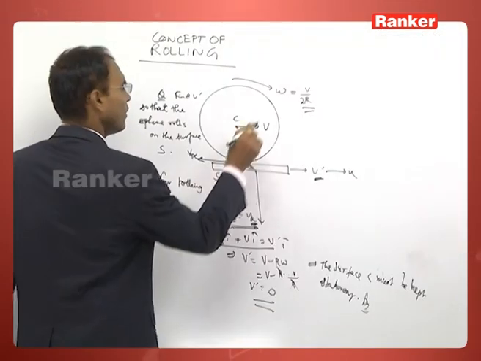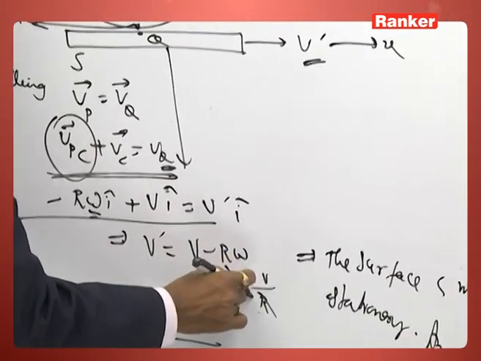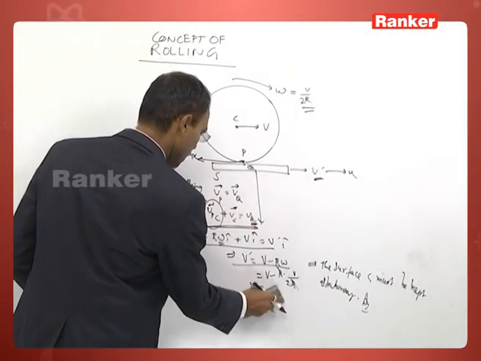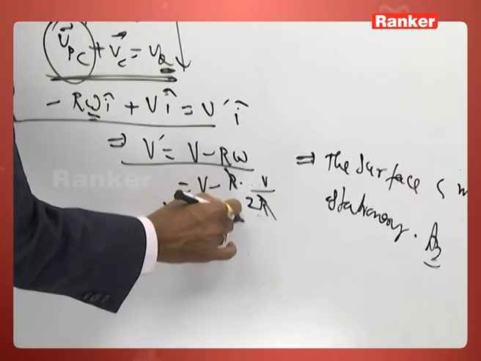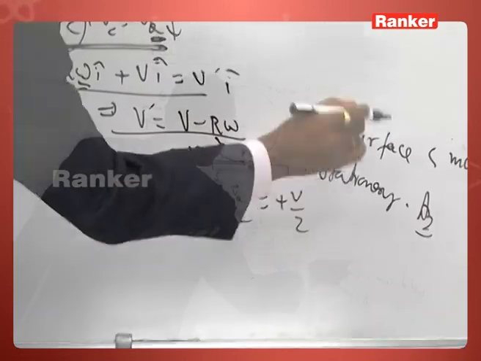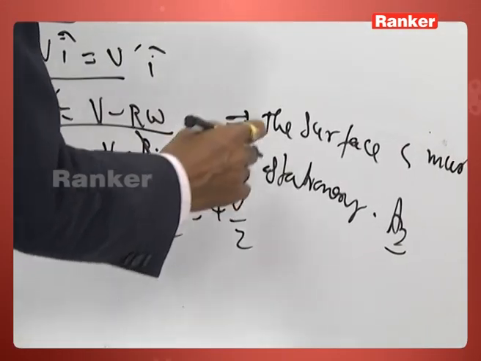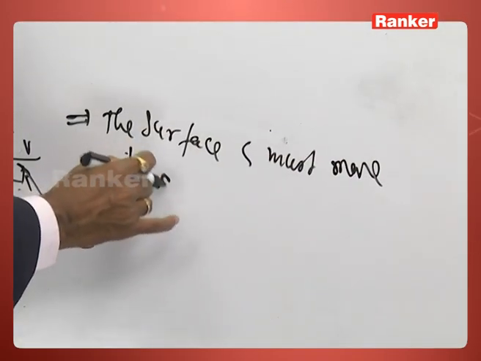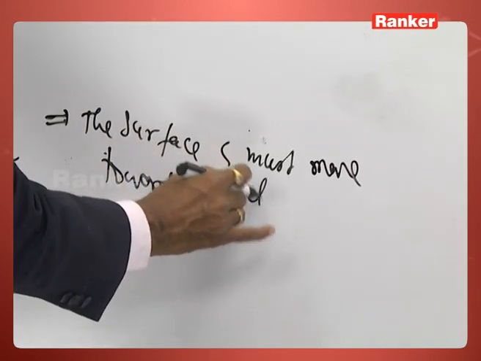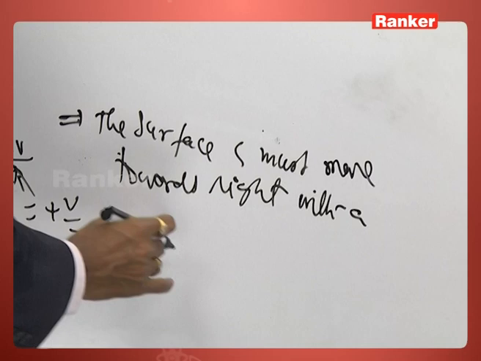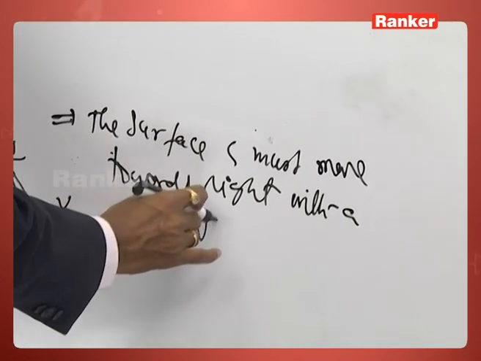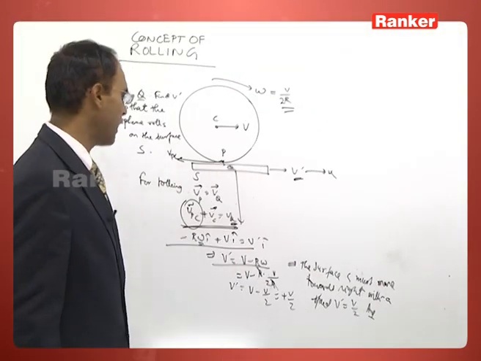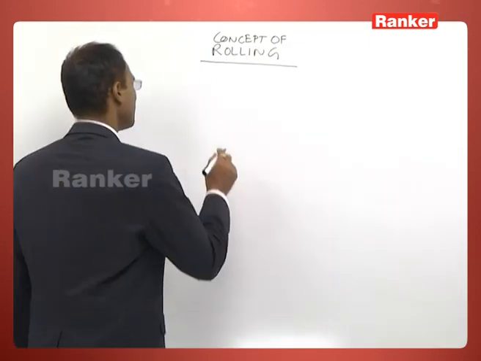Omega, if you put V by 2R, up to this it is correct, R are getting cancelled, and ultimately you are getting how much? V minus V by 2 is equal to plus V by 2, and the positive sign signifies that the surface S must move towards right with the speed V dash is equal to V by 2. This is the idea. Well, let us take another problem.